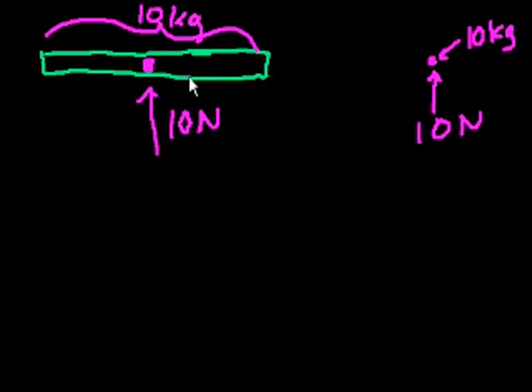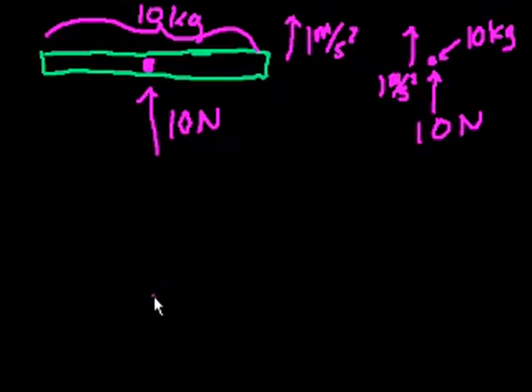In either case, in the case of the ruler, we would accelerate upwards at what? Force divided by mass. So we would accelerate upwards at 1 meter per second squared. And in this case of this point mass, we would accelerate that point. And when I say point mass, I'm just saying something really, really small, but it has a mass of 10 kilograms. So it's much smaller, but has the same mass as this ruler. This would also accelerate upwards with a magnitude of 1 meter per second squared.